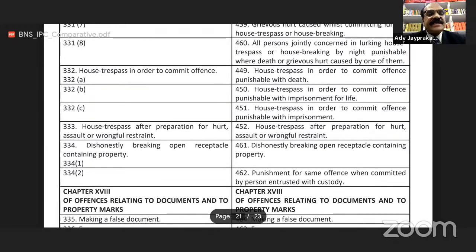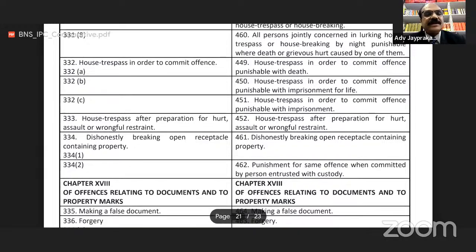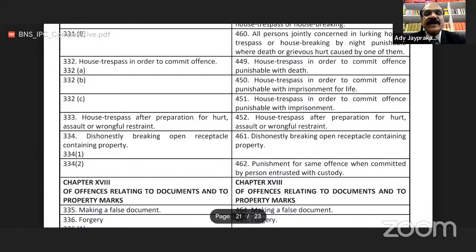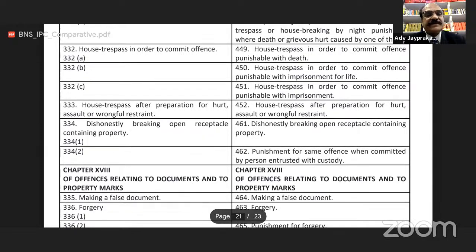BNS section 332, house trespass in order to commit offense. IPC's earlier section was 449. BNS section 332A, BNS section 332B, house trespass in order to commit offense punishable with imprisonment for life. Its earlier section was in IPC 450.